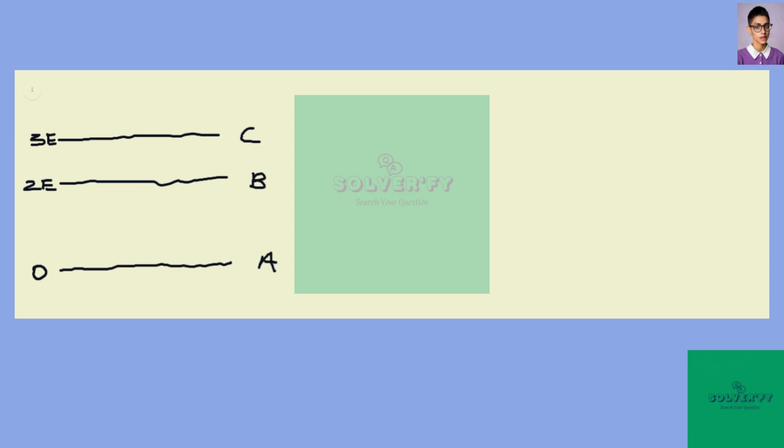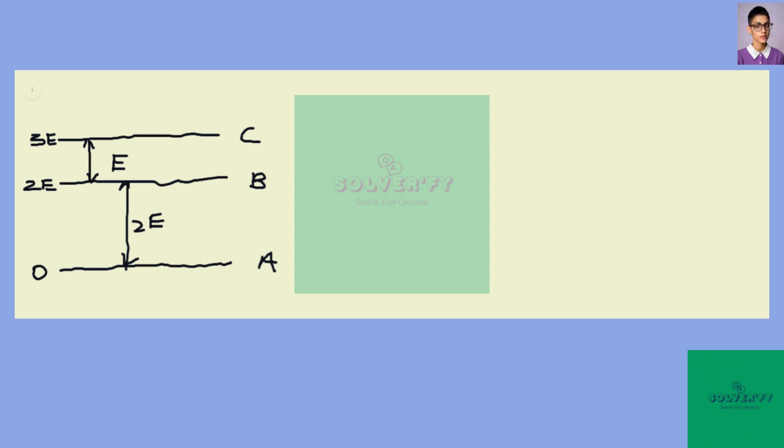Well, it's obvious that the energy difference between C and B is E. So the difference between C and B is E. When we take the energy difference between B and C, it is E. And the energy difference between B and A is 2E.